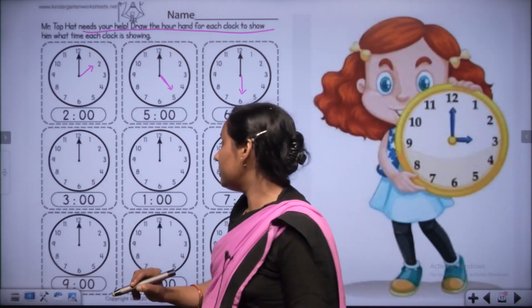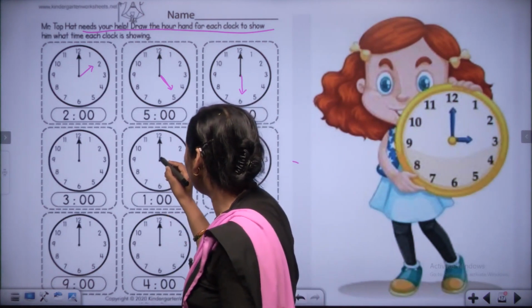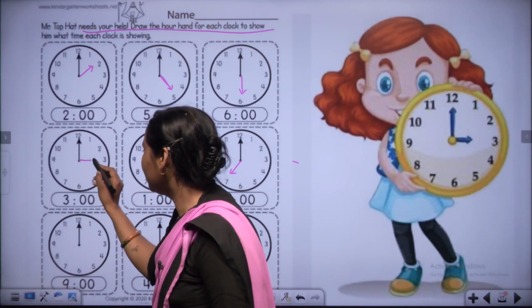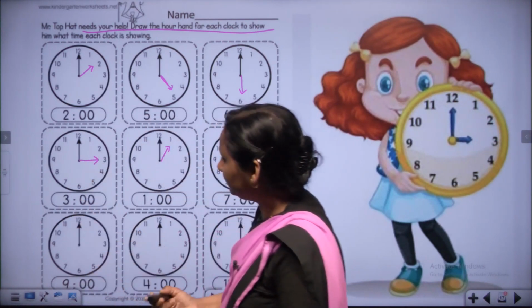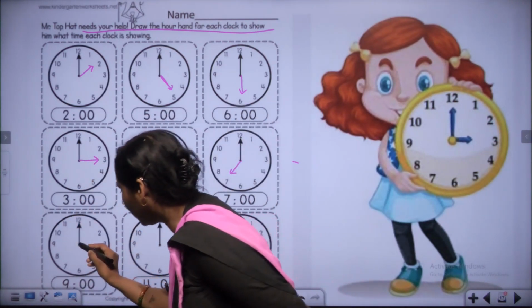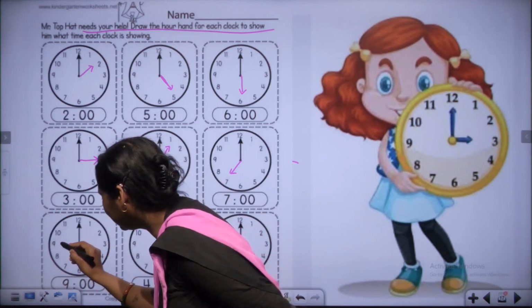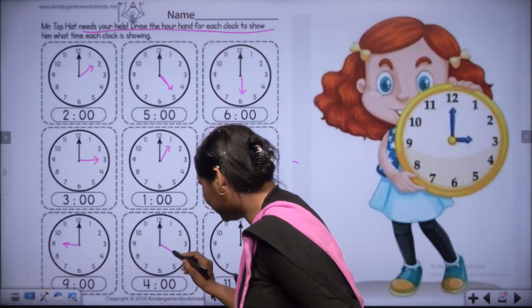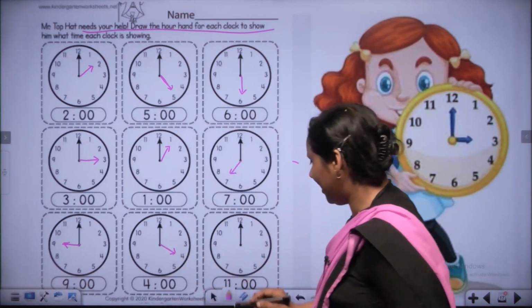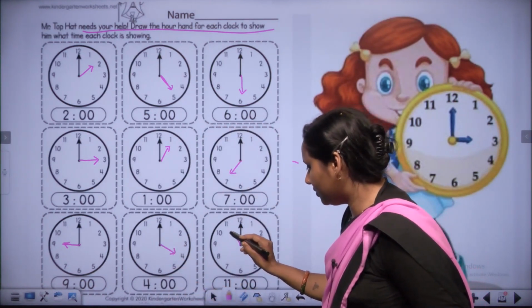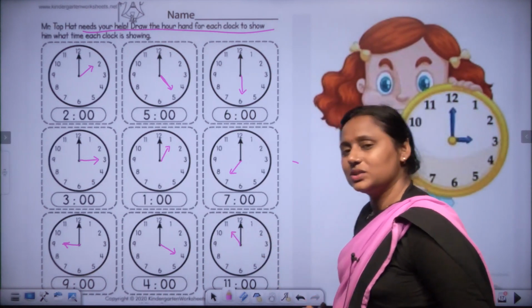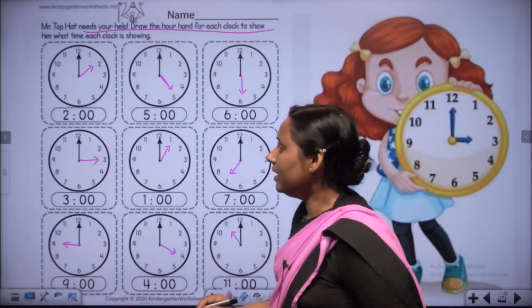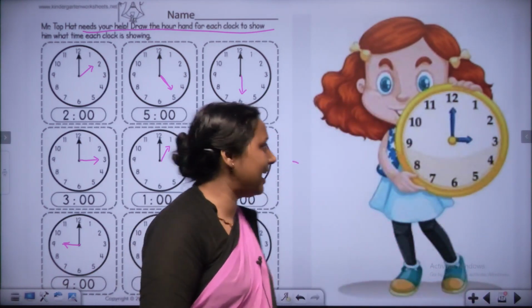Okay. For minute hand. Here 1 o'clock. Okay. Here 3 o'clock. Yes. Here 9 o'clock. Okay. And here 4 o'clock. Okay. Here 11 o'clock. All of you draw it. It is so easy because minute hand is draw. Okay. Only we draw our hand.